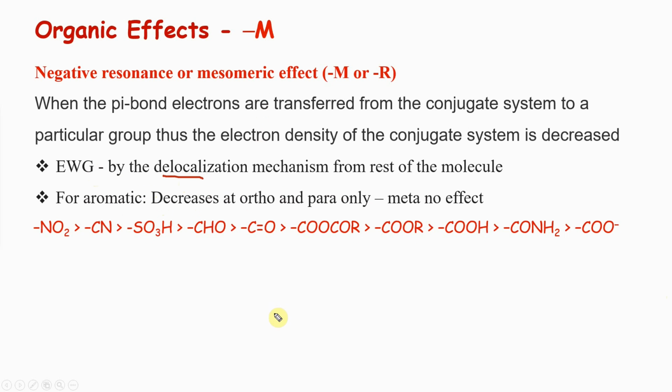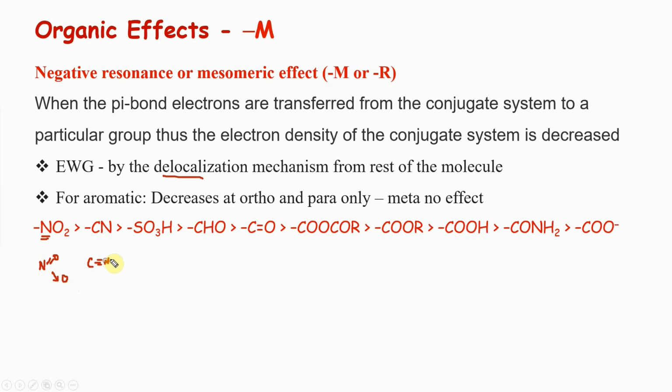Now you can see what is the similarity in all of them. You don't have to memorize crudely. There is a similarity in all of them: in the first atom, along with the first atom, there is a double or triple bond. You will see N double bond O, correct?